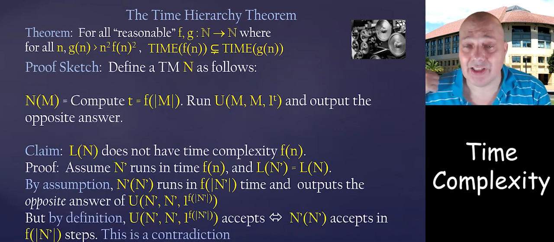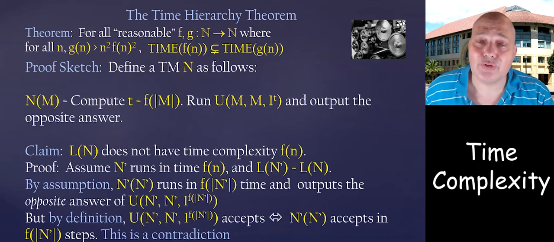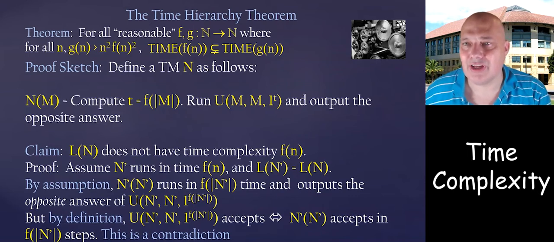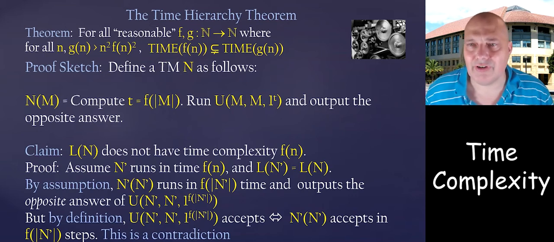But by definition, the universal Turing machine on n prime, in this number of steps, accepts if and only if n prime on n prime accepts in this number of steps. And this is a contradiction. On one hand, it's going to do the opposite. On the other hand, it's going to do the same thing. This is very, very similar to the proof that ATM is not decidable.